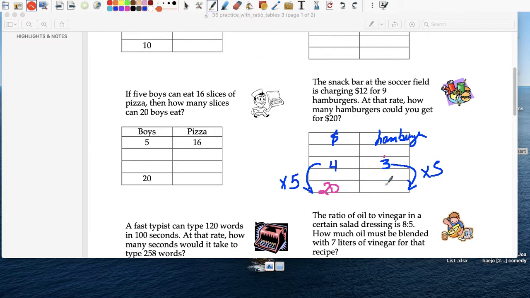And what will my answer be? 15. So $20. ¿Cuántos hamburgers puedo coger yo? 15 hamburgers. So we had the original, el original, que era $12 y 9 hamburgers. No me ayudó mucho. Didn't help me too much. But I changed that to 4. I divide by 3. I divide this by 3. And these two help me find my answer.